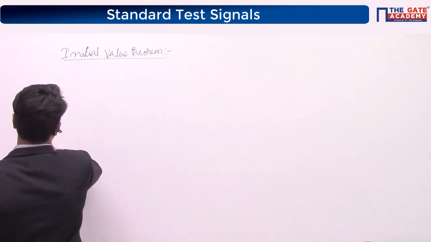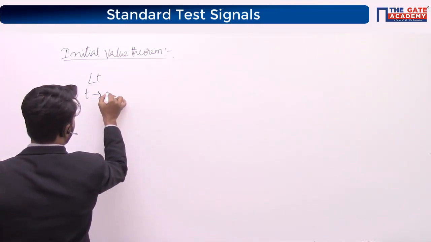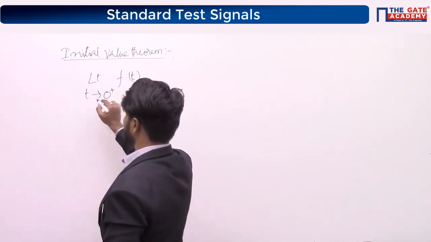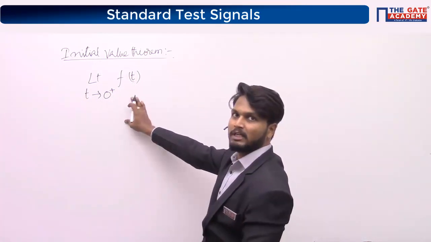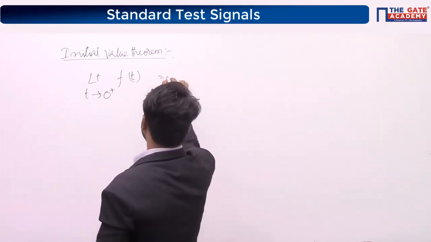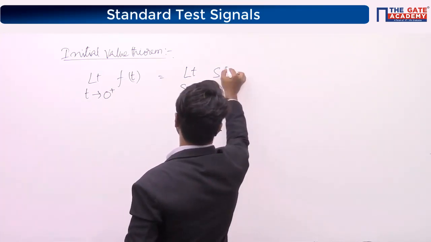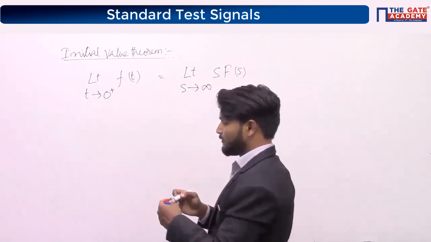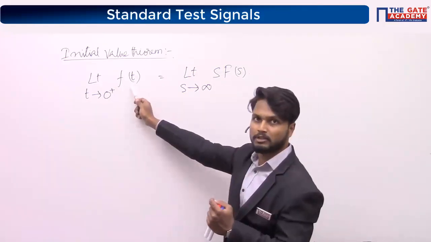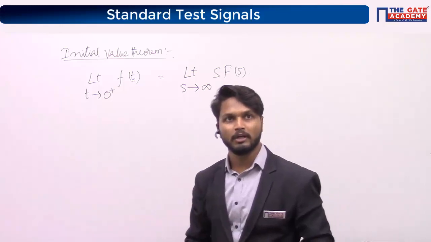Initial value theorem: limit t approaches 0 f of t. Initial value means limit t approaches 0 plus f of t. The initial value of that particular function is given by limit s approaching infinity s multiplied by F of s. So if you have the Laplace domain value, the frequency function of any time domain function, you can find out its initial value using this formula.